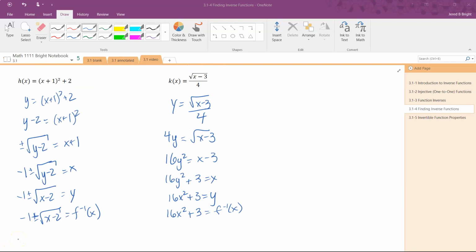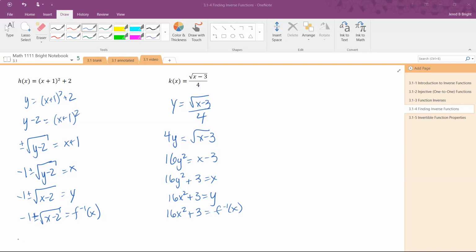Here's my worked out answers so far. Now I will tell you that technically when you're doing these, you've made mistakes. Because if we think back to when we were talking about injective functions, inverse functions need to be injective. They need to be one-to-one. They have to satisfy the horizontal line test.